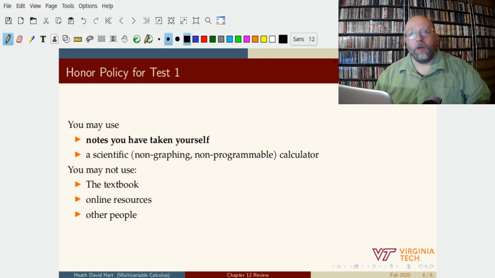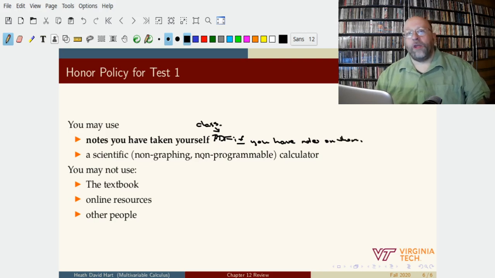So you may use notes that you've taken yourself, and this includes PDFs if you have notes on them. I guess I should specify class PDFs. PDFs that we've uploaded for this class.